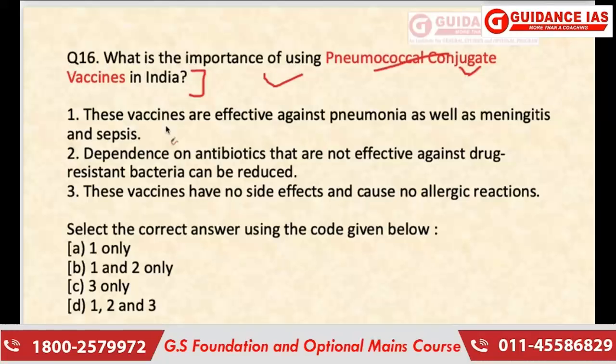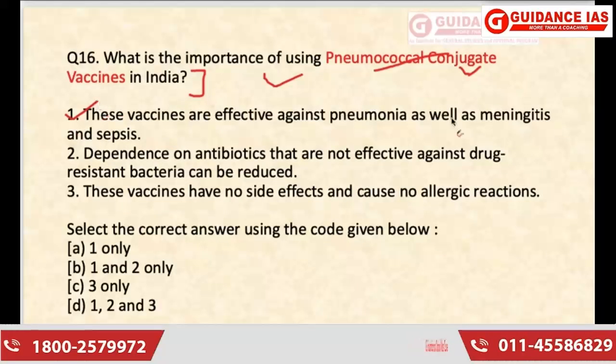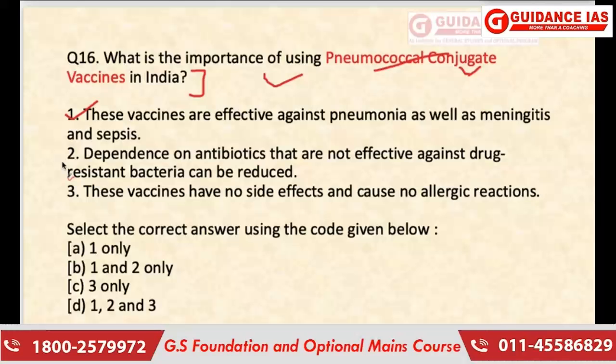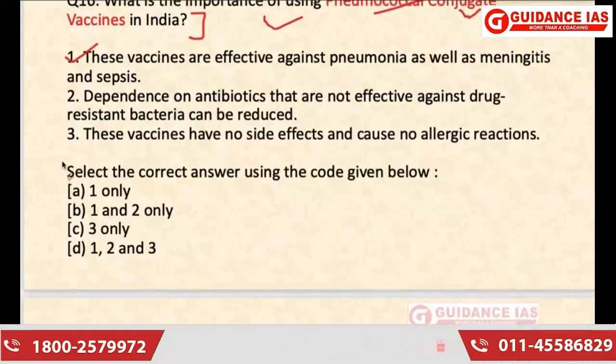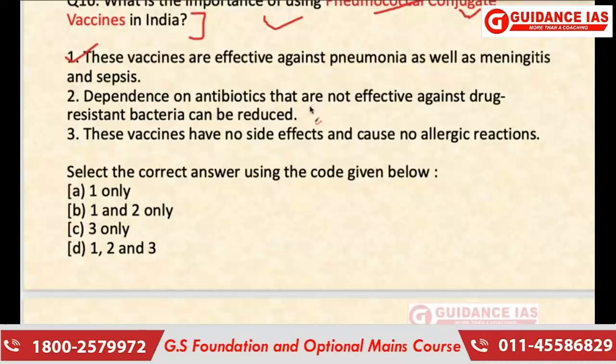Now let us read the options. Option number 1 says these vaccines are effective against pneumonia as well as meningitis and sepsis. Exactly, this is correct. Meningitis is related to brain problems. The second says dependence on antibiotics that are not effective against drug-resistant bacteria can be reduced. So yes, this can be reduced. This dependence on antibiotics could be reduced.